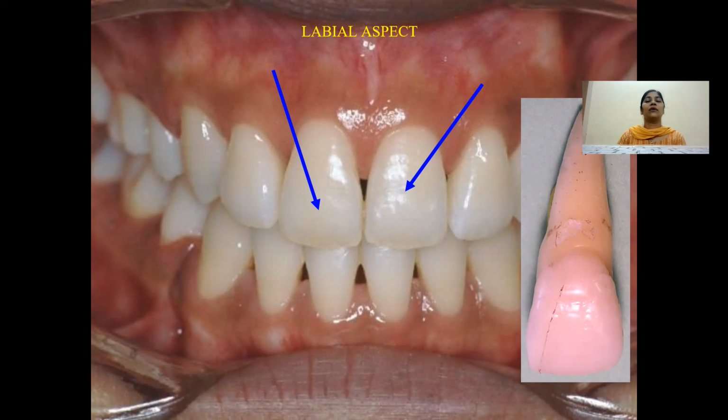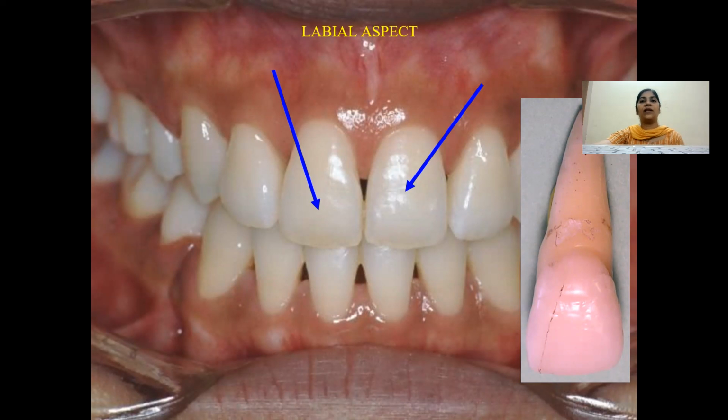For a newly erupted tooth, as we said about the incisal edge and the ridge, the newly erupted tooth also shows developmental mamelons. So these are the three protuberances you see on the tooth surface. These are seen on the incisal ridge of the newly erupted tooth, and the middle one will be the smallest.